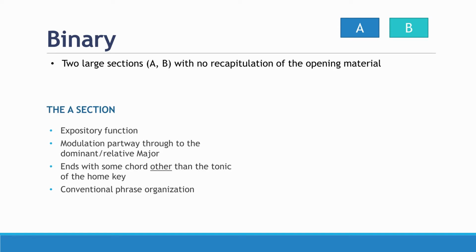The A section in binary has expository function. This is just a fancy way of saying that it presents a theme, and it's a distinct theme that we can recognize. The A section modulates partway through to the dominant, if you're starting in a major key, or the relative major, if you're starting in a minor key. The A sections in binary end with some chord other than the tonic of the home key. And the A sections in binary have conventional phrase organization. What we mean by this is that they're normal phrase lengths commonly, or they don't have a lot of deviations.